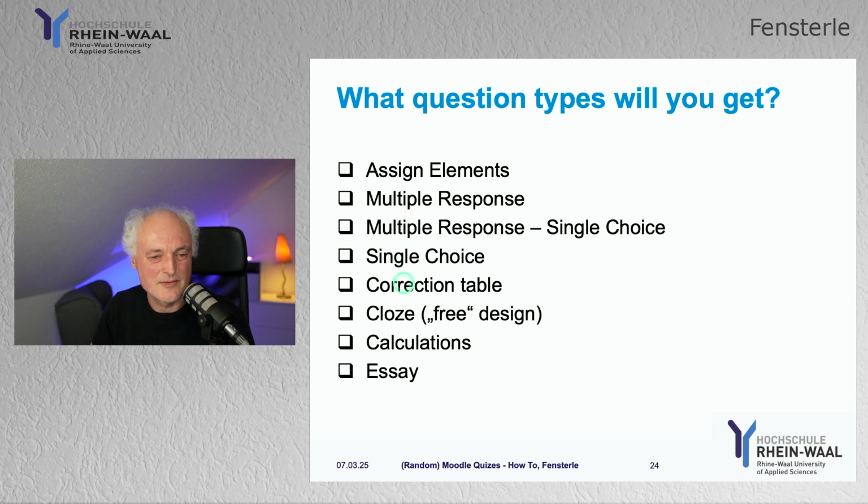You get the option of generating correction tables. You will see in a second what that means. You also have the generation of Cloze questions, offering you a free design of the questions. Finally, calculation questions, which are more complex, where you randomize the numbers and, in contrast to Moodle, you can use variables. You see that at the end. And finally, essay, which is just to have it complete. All of these question types are generated with a separate Excel sheet, which again can be downloaded via GitHub.